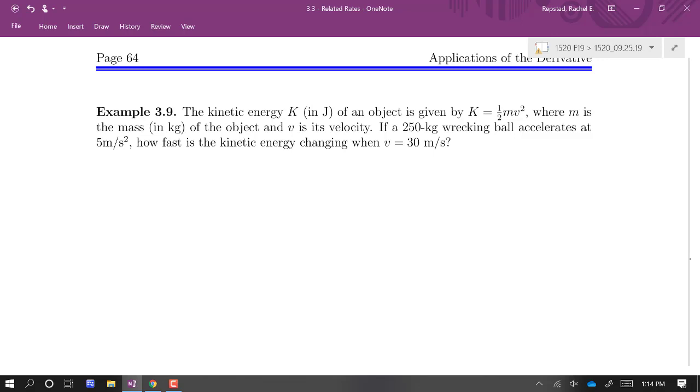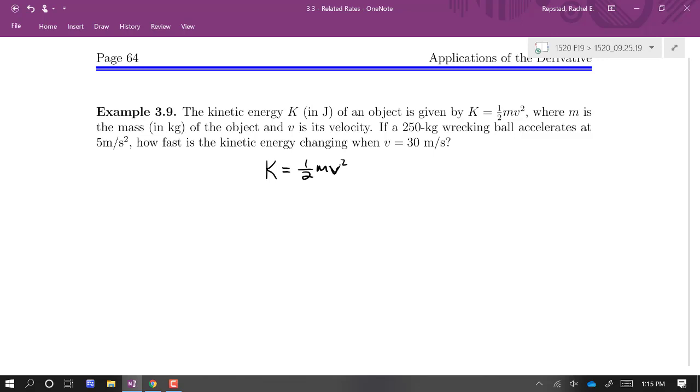Okay, and then we have this wrecking ball with a mass of 250 kilograms. And they're telling us that it accelerates at 5 meters per second squared. And we want to know how fast is the kinetic energy changing when the velocity is 30 meters per second. So they give us an equation that relates kinetic energy to mass and velocity. One of the things I like to do is notice it looks like there's 3 variables there. We have K and m and v.